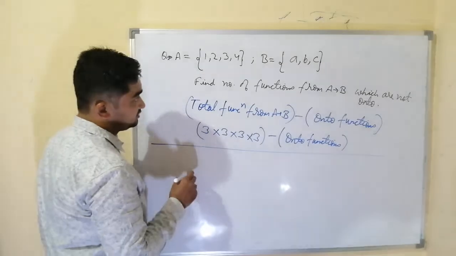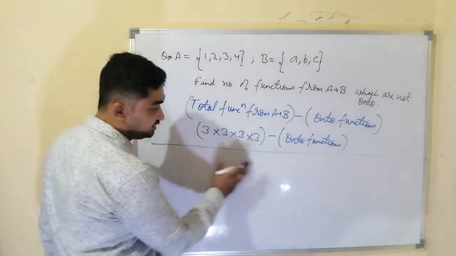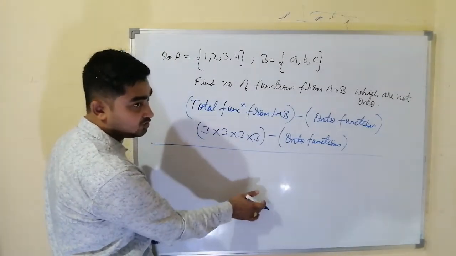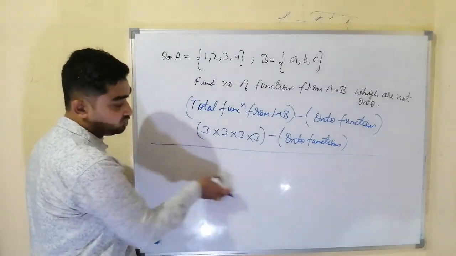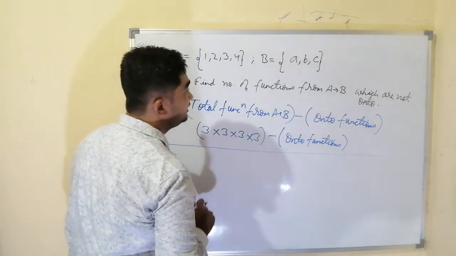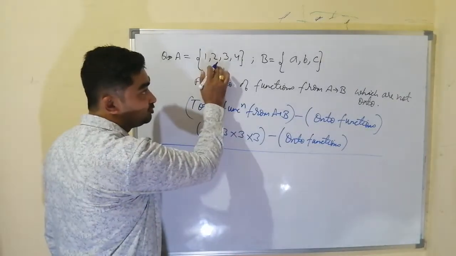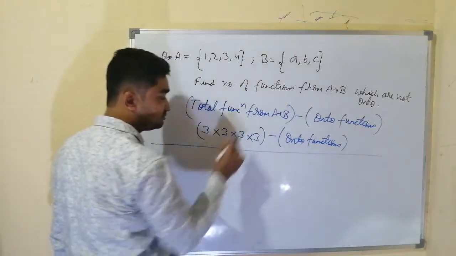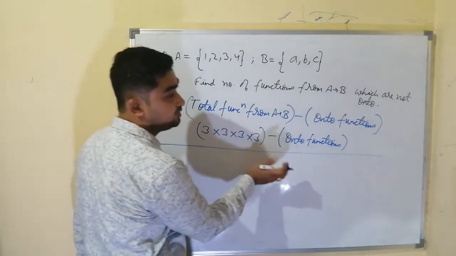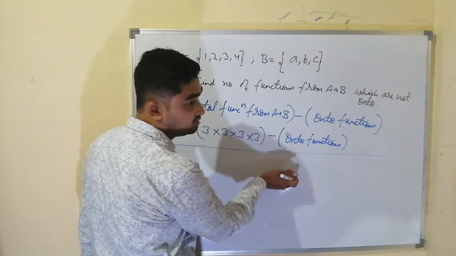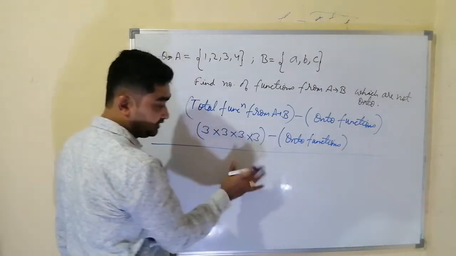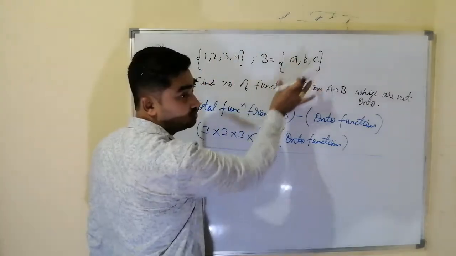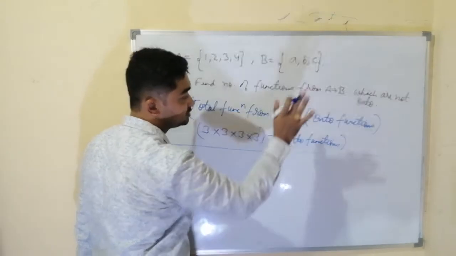What is an onto function? Onto function means everything in the output set should be occupied. There should not be any extra element in the output. Everything should have some corresponding element in the input. That means these 4 inputs are to be distributed to 3 outputs. It is like a permutation and combination problem. 4 things are to be distributed to 3 individuals or 3 outputs.